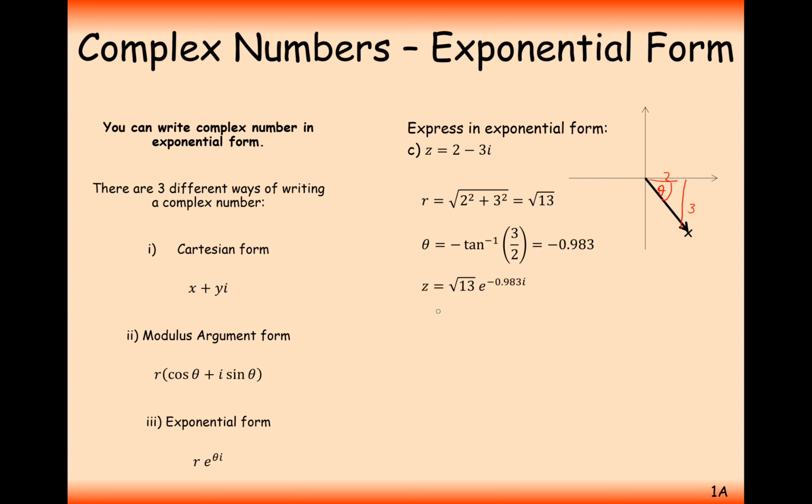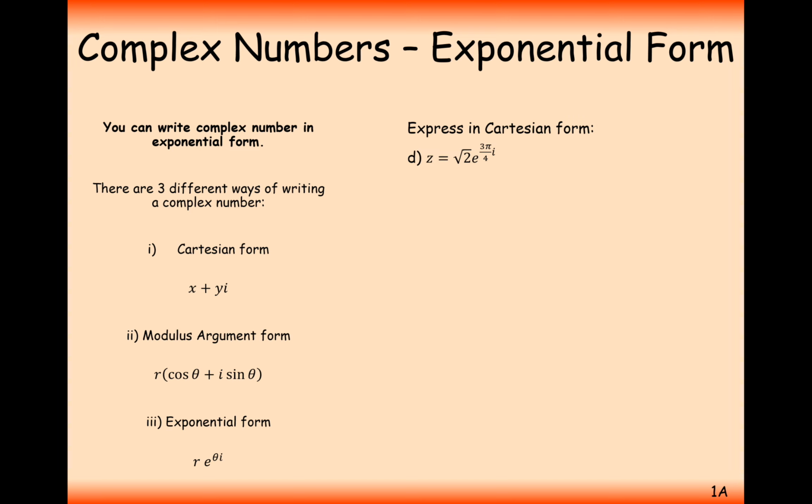So we're going to jump straight from this form to this form by writing it as the modulus, that's root 13, e to the minus 0.983i, that's the argument. So the modulus pops in here, the argument pops in here.